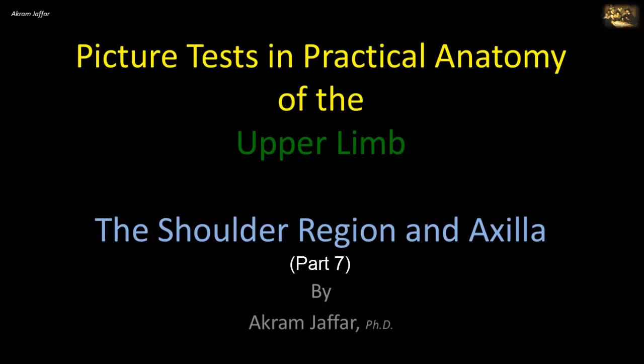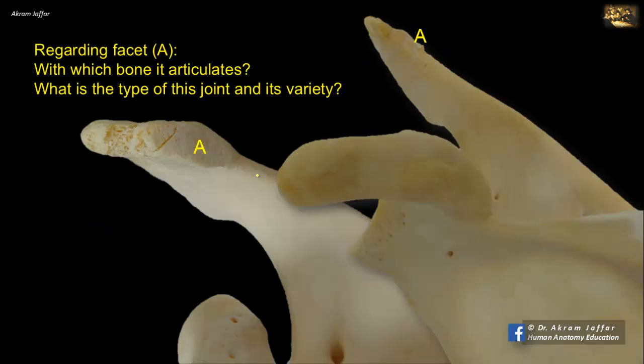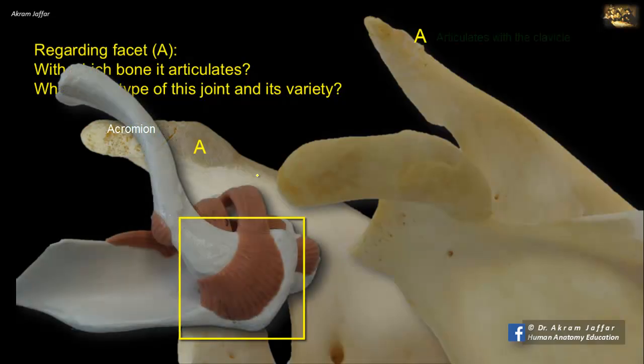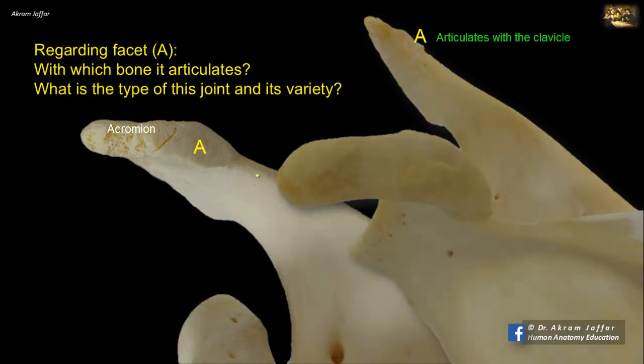Now I will deal with the shoulder region and axilla. Regarding facet A, with which bone it articulates, and what is the type of this joint and its variety. This is a facet on the acromion, where it articulates with the lateral end of the clavicle at the acromioclavicular joint. The acromioclavicular joint is a plain type of synovial joint. The articular surfaces here are covered with fibrocartilage instead of hyaline cartilage, and they are separated by an incomplete wedge of articular disc, intra-articular disc.